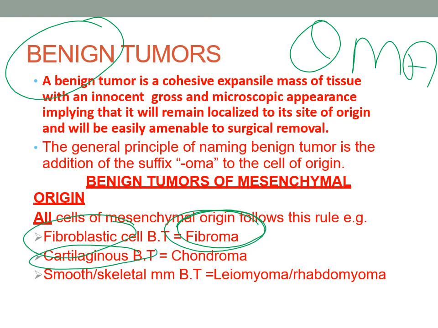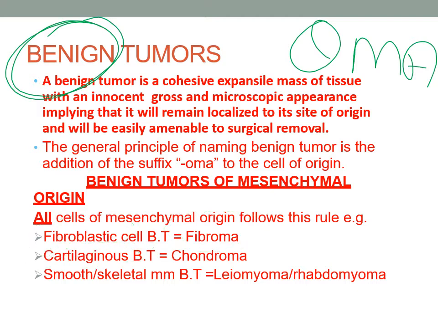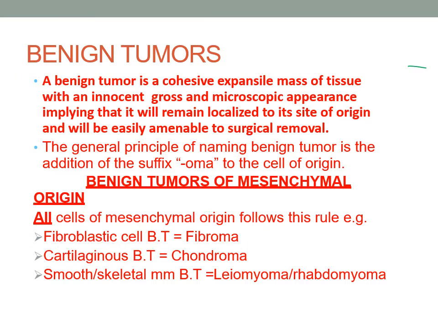Also, we have cells of the cartilage, that is cartilaginous cells. Cartilaginous cells are known as chondrocytes. Because they are benign, we add the "oma." It is chondroma. So chondroma: these are benign tumors of chondrocytes.